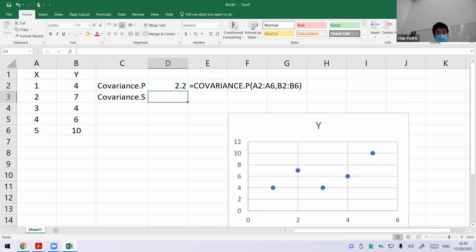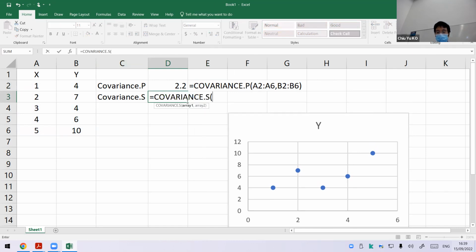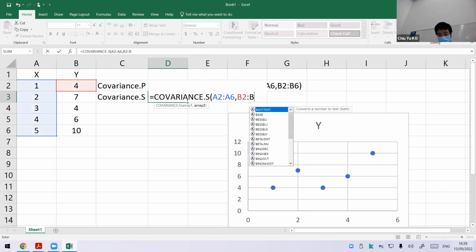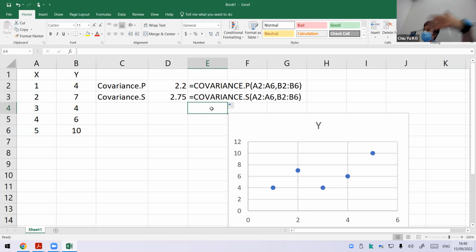And I also can do the sample version, COVARIANCE.S. Again, I would tell it what the data I have is A2 up to A6, comma, B2 colon B6. So this would be the one we see, and that's what we expect, because the sample version would be larger than the population version, because the population version is divided by n, and the sample version is divided by n-1. Right? So that would be the formula.